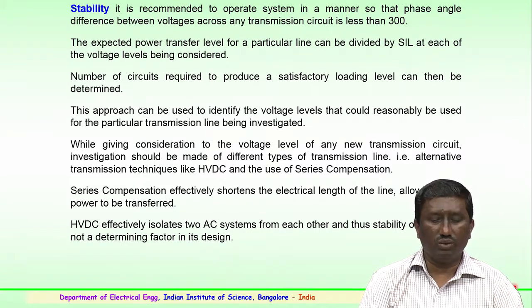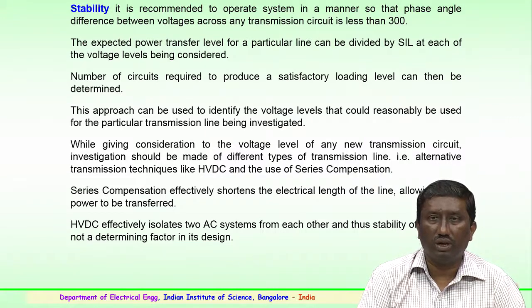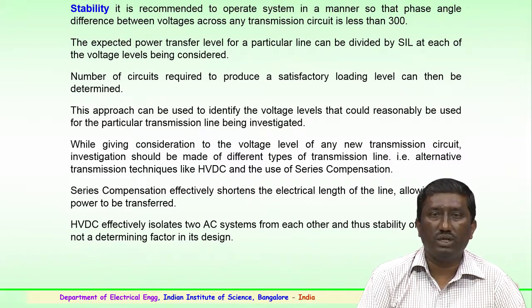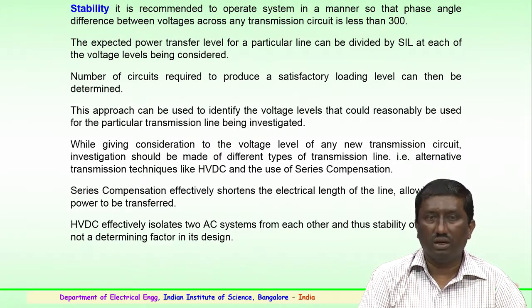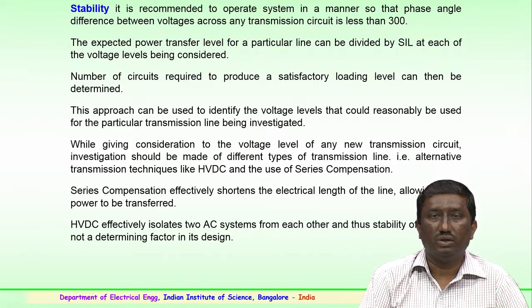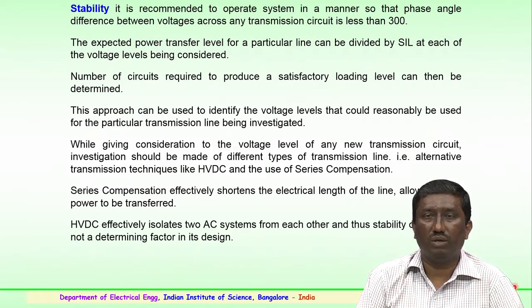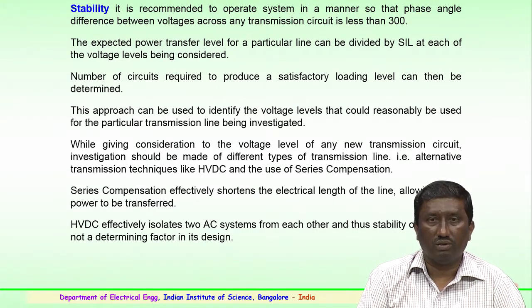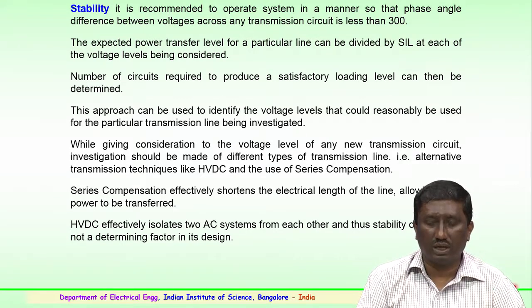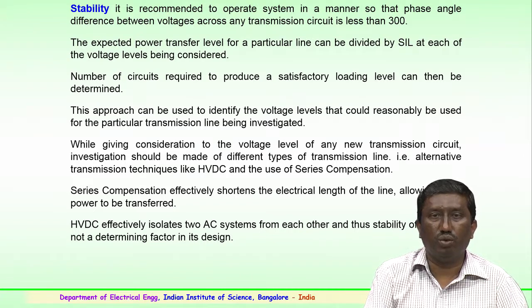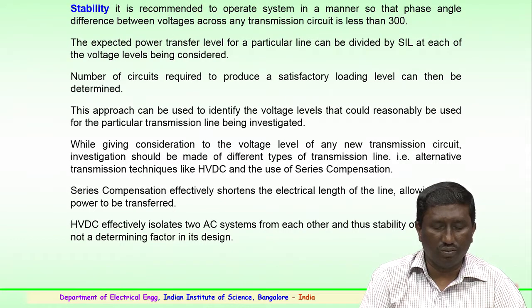So, for the voltage level in case of any new transmission circuit, investigation should be made of different types of transmission, that is, alternate transmission techniques like high voltage DC and the use of series compensation. All these things have to be considered for the stability aspects in case of the interferences. Series compensation effectively shortens the electrical length of the line and allows more power to be transferred. That is very important.